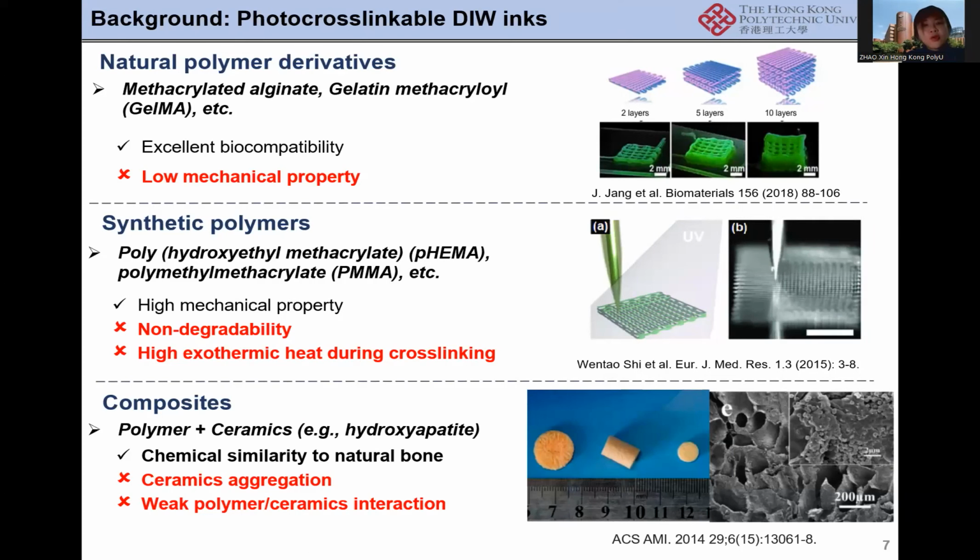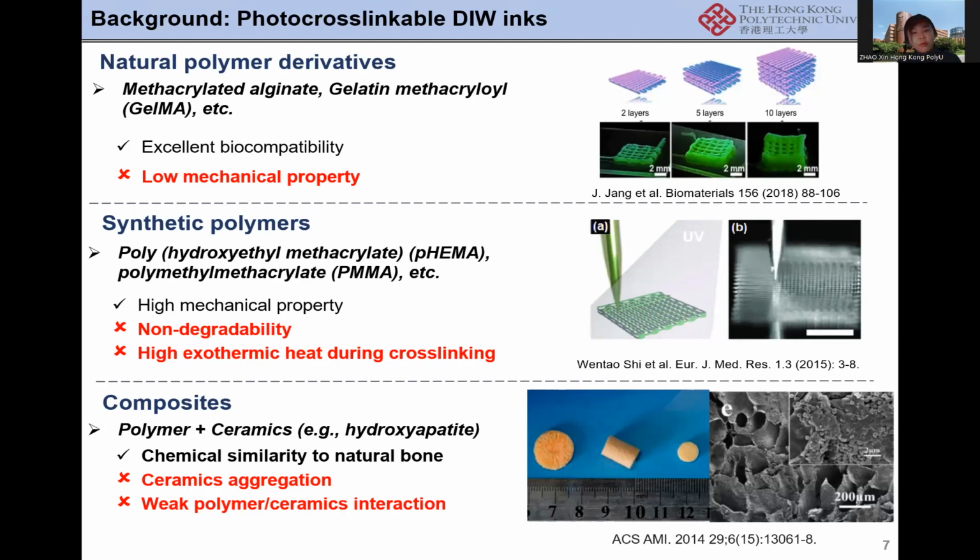Because these are normally hydrogels, they might have good biocompatibility, but their mechanical properties may be low. And we also have synthetic photo-cross-linkable materials, for example, polyHEMA and polymethyl acrylate. But these materials are normally not degradable. And when they cross-link, when they solidify, they might generate a lot of heat. In this case, we won't be able to encapsulate the bioactive molecules.